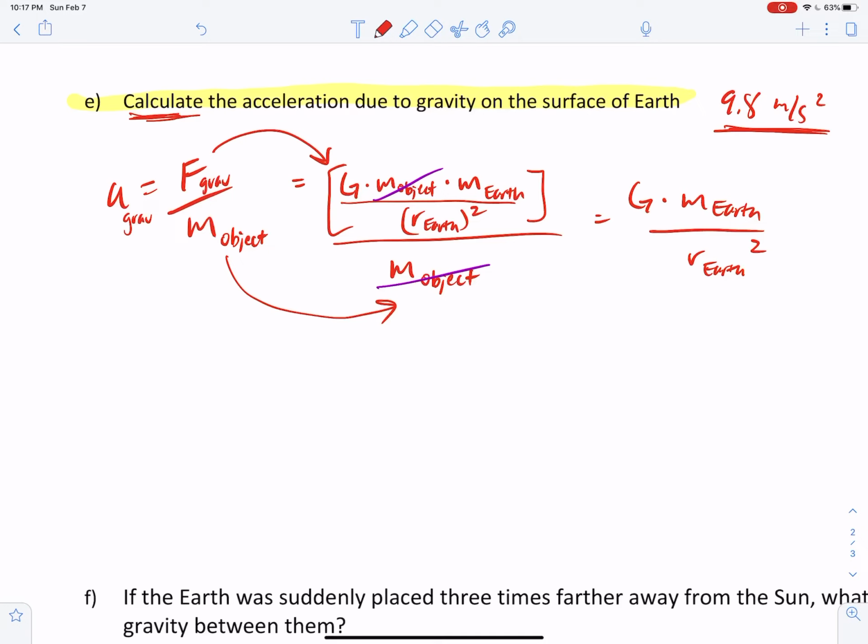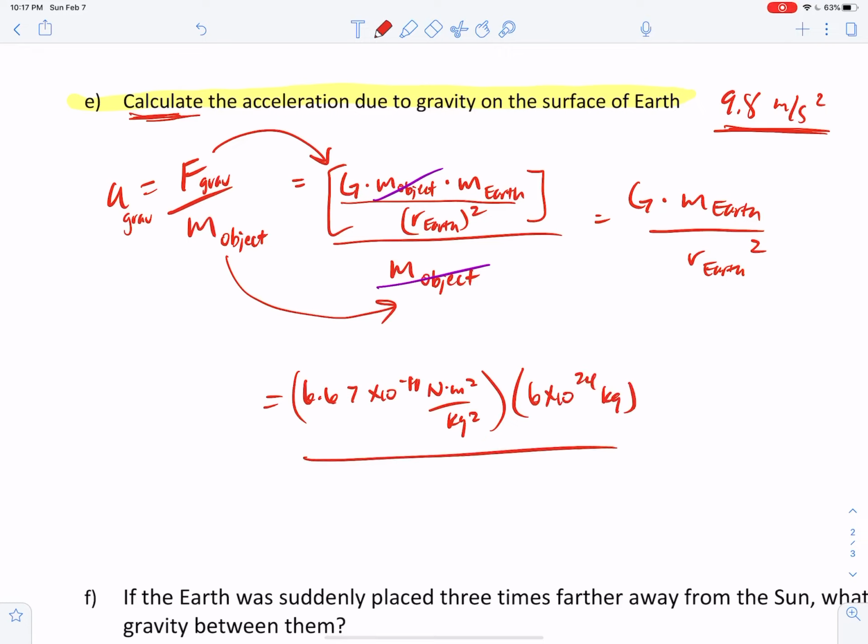Okay, that's it. So if you take those numbers, you get 6.67 times 10 to the negative 11. That's Newton's meters squared per kilogram squared. Times the mass of Earth, which is 6 times 10 to the 24 kilograms. And then divided by the radius of Earth, which is 6.4 times 10 to the 6 meters, squaring that.